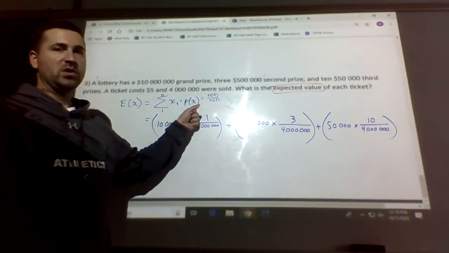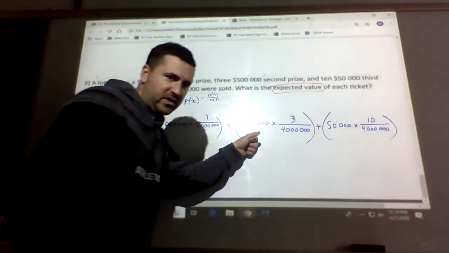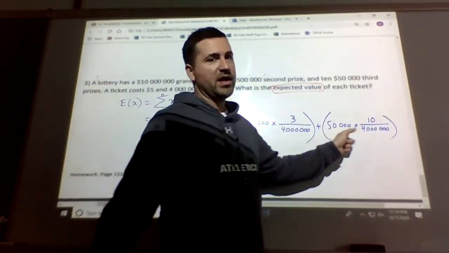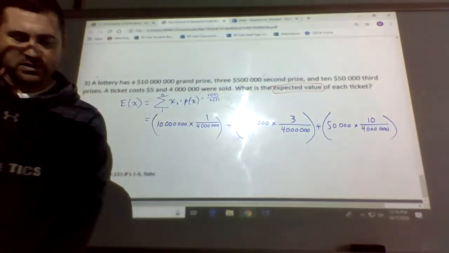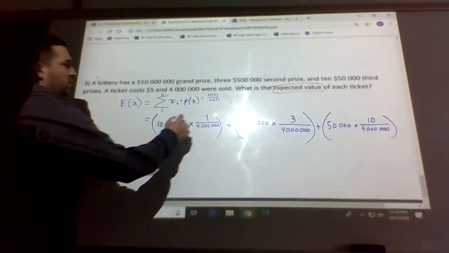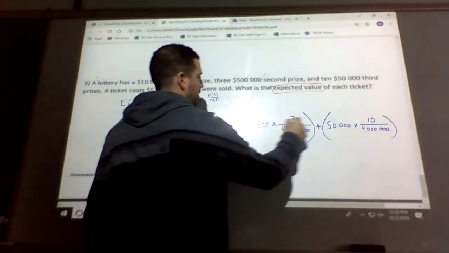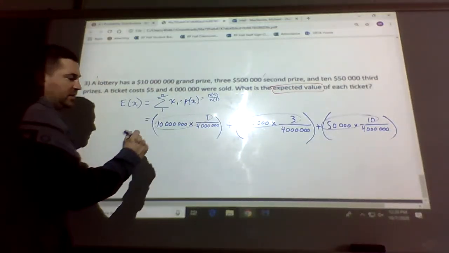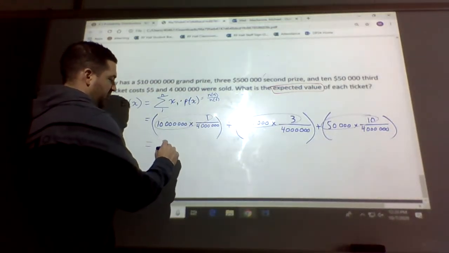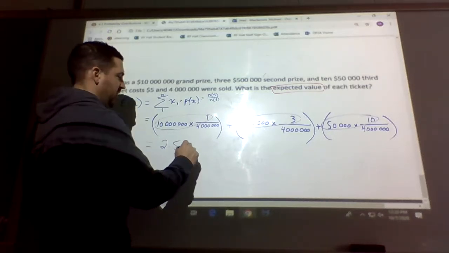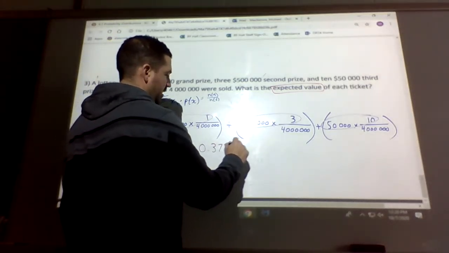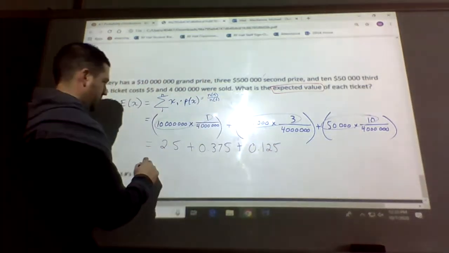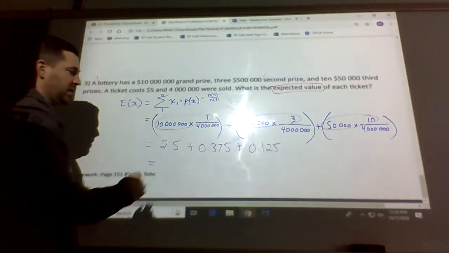Okay, so $10 million times 1 over 4 million. I know the light's kind of in there, but that's $500,000 times 3 over 4 million, and $50,000 times 10 over 4 million. We're going to solve these. So multiply the numerator and then divide by the denominator. I already have the answers here. This one is 2.5, then we have 0.375, and lastly we have 0.125. When you add them all together, it comes out to 3.